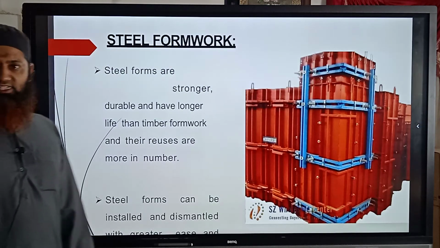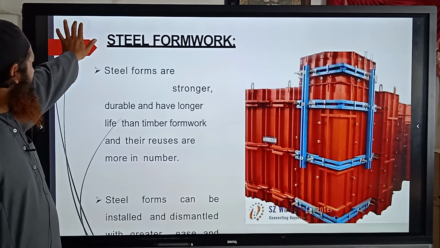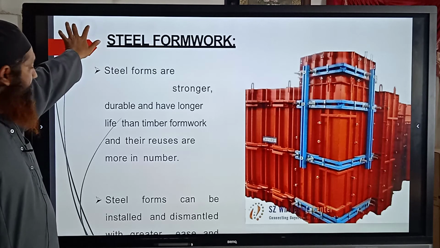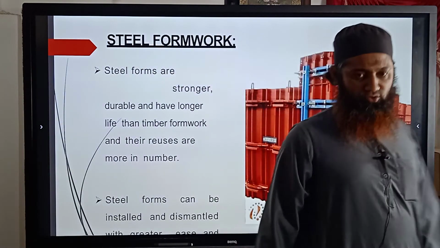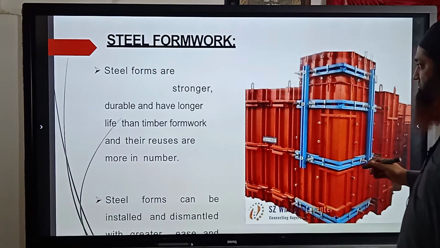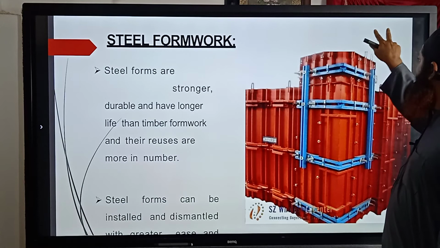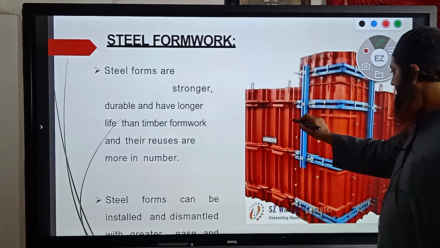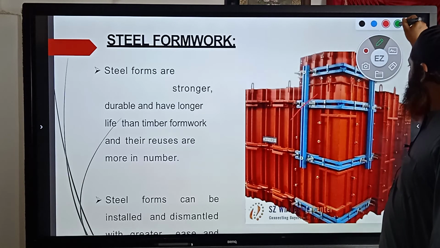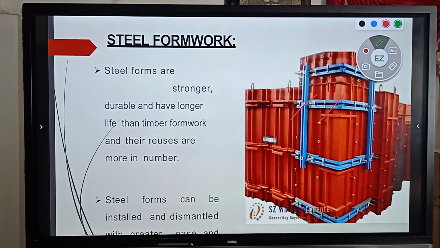Steel forms can be installed and dismantled also. It can be dismantled with greater ease. It is better than the timber formwork. As I had told you, the timber formwork can't be used at different sites one after the other, whereas the steel forms have a high design life. As it is prefabricated, this formwork can be used at different places, at more places.